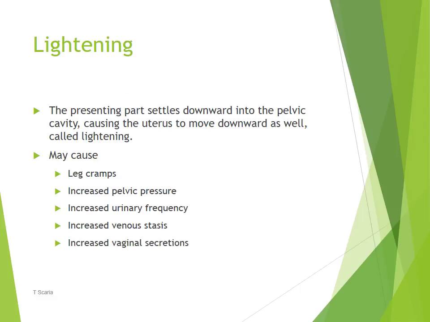Let us discuss the signs and symptoms of impending labor. The first one is lightening. In lightening, the presenting part settles downward into the pelvic cavity, causing the uterus to move downward as well, and that is called lightening. Lightening may cause leg cramps, increased pelvic pressure, increased urinary frequency, increased venous stasis, and increased vaginal secretions.